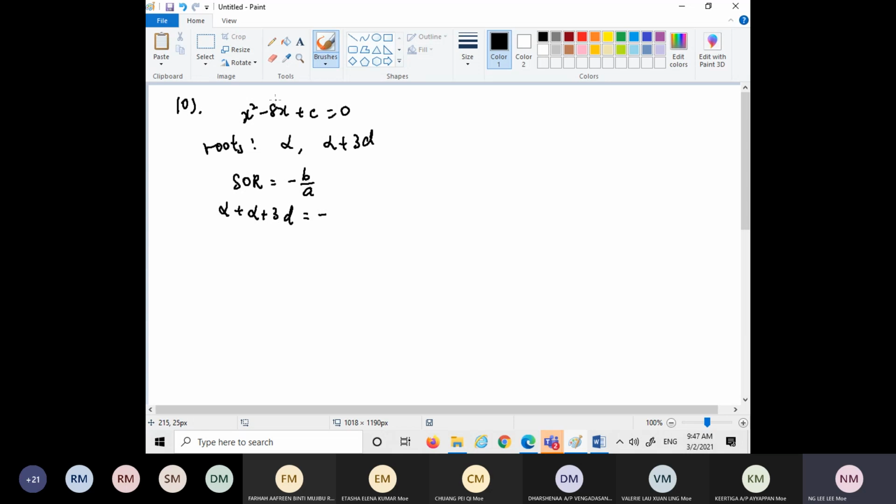Okay, so here, this one should be the B. Luckily C is the C. Then the A is 1. So the B is negative 8. Negative 8 over 1 is negative 8. So alpha plus alpha is 2 alpha, then 3D is equal to 8. I don't know what I need to do, so I just leave it first.